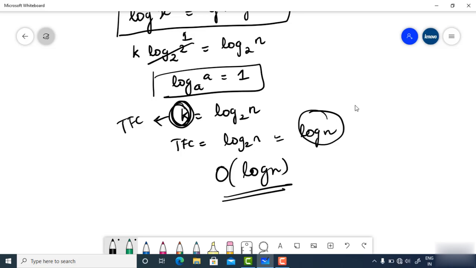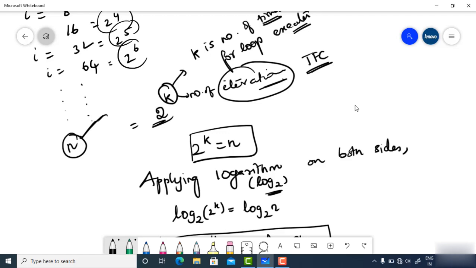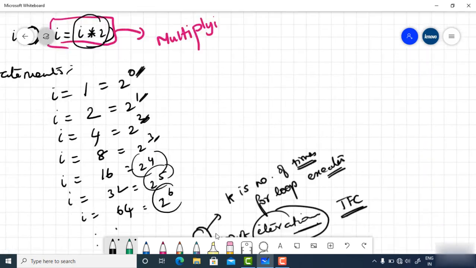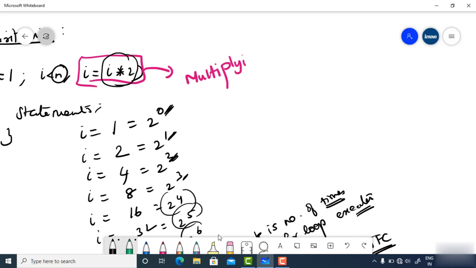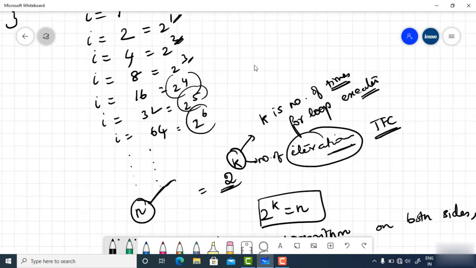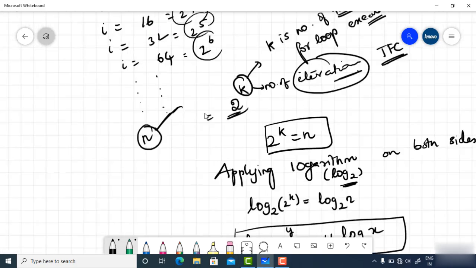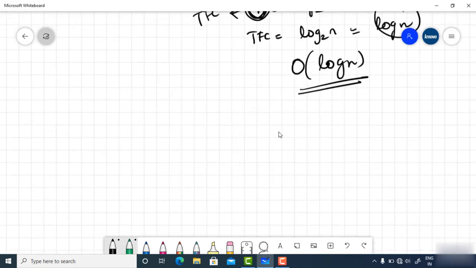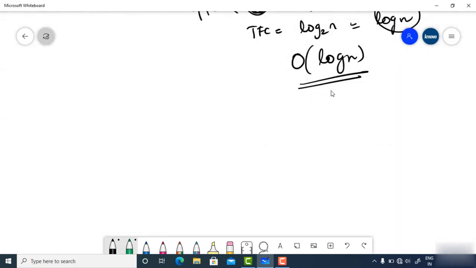For this particular for loop, the big O is definitely log of n. You can see how it became log of n. Whenever something is getting multiplied by 2, the big O is definitely log n, right? That's how it goes. So that's the example of logarithmic time complexity, guys.